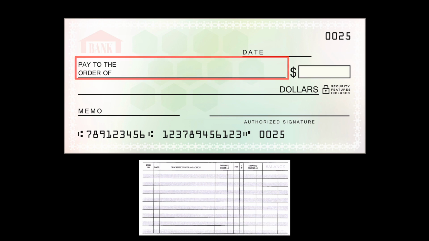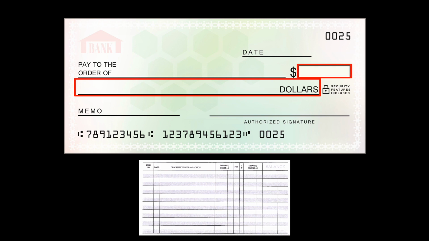Each check has two places to record the amount of the check. One is on the line under "Pay to the order of." Here, you spell out the dollar amount of the payment rather than use numbers. The other place you record the amount is in the box to the right of the dollar sign. Here, you write the payment amount using numbers.